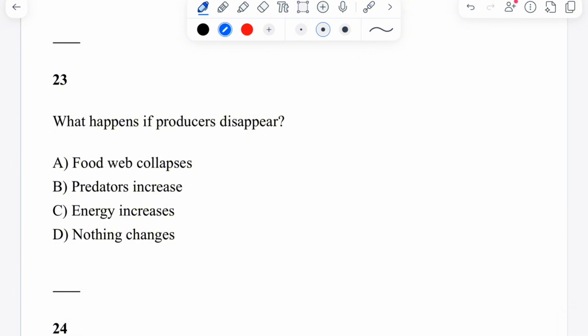So 23. What happens if producers disappear? Food web collapses, predators increase, energy increases, or nothing changes. So A, food web collapses. For what? Producers form the base of food webs. Without them, consumers lose their energy source and the ecosystem can collapse.